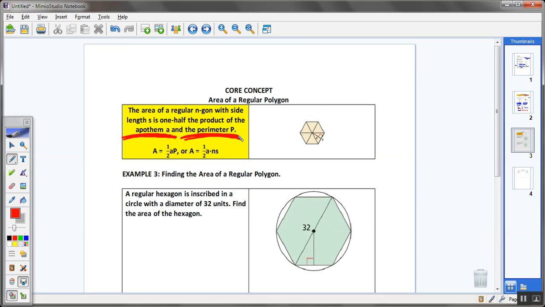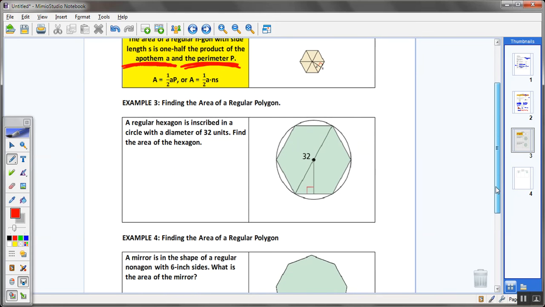Here they, though, write this right here. They say, or it can be equal to 1/2 the apothem times ns, where s is a side length. What's true about all sides? And n would be the number of sides you have. So let's talk here, kids. This is a tough problem right here.